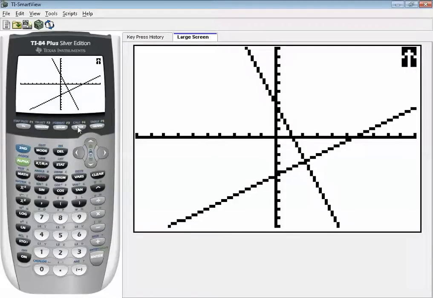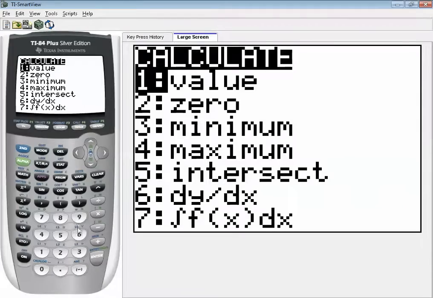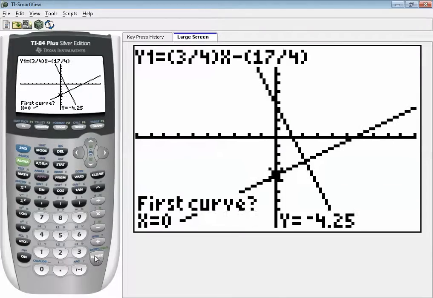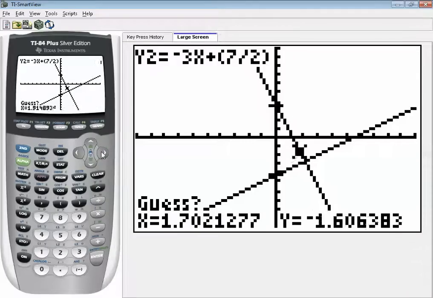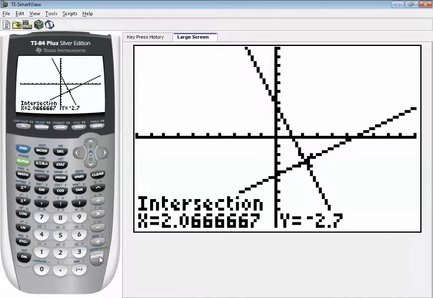So then we hit second trace, which is second calc. We do intersect, which is 5. First curve, I'm going to hit enter. It already jumped to the second curve. And the reason it's asking is you could have more than 2 graphs on here. You could have more than 2 lines. Hit enter, and now it's asking me for the guess. So I'm going to go over to the guess right about there and hit enter. And it gives me an intersection.